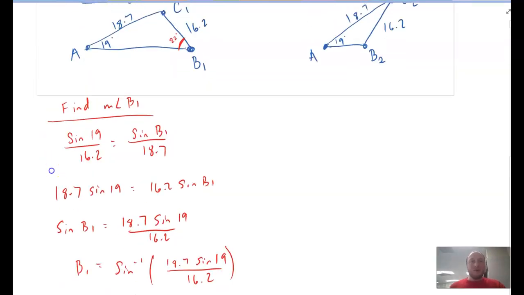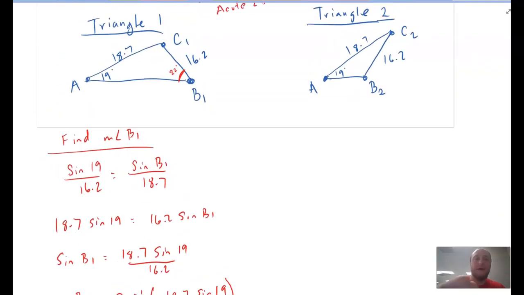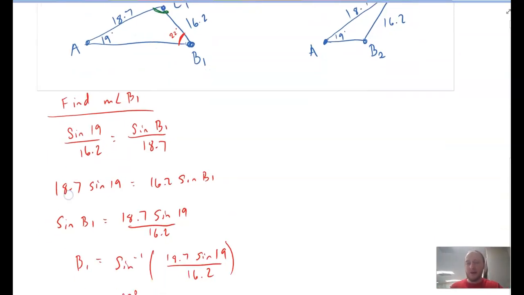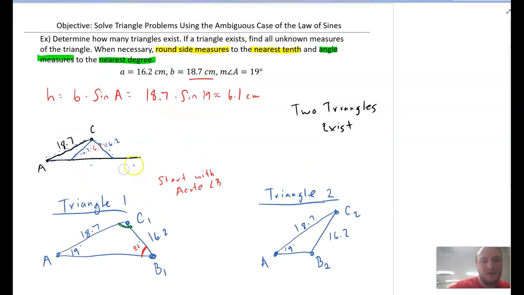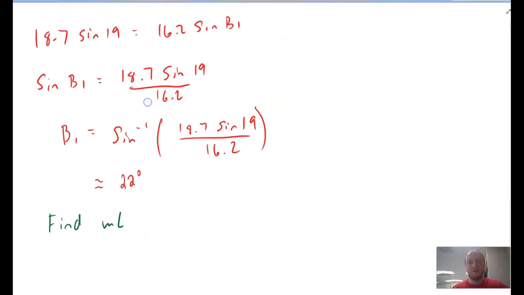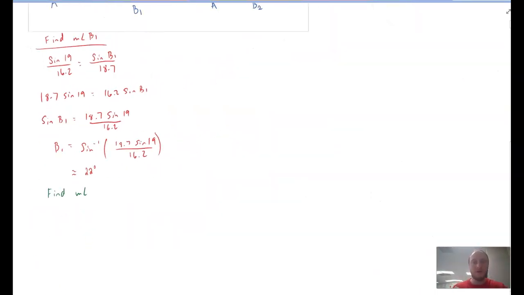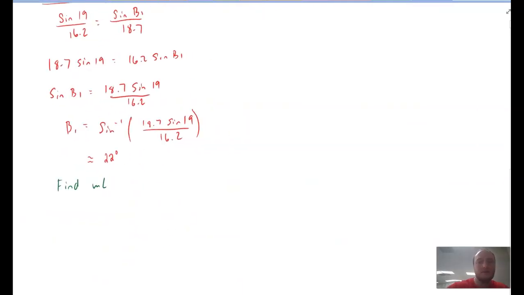What about angle C? How many degrees are there in a triangle? 180, yes. So next we have to find the measurement of angle C1. It doesn't like being zoomed in that far sometimes.